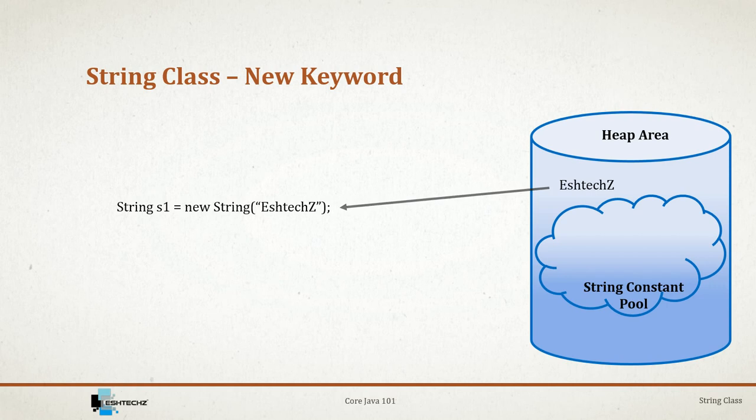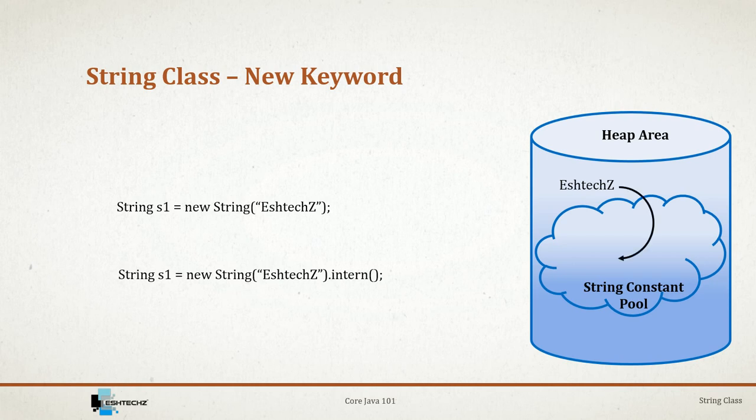Now there is another method known as intern method which is related to string constant pool. So to use the intern method, we use the same command with .intern. So for our first scenario, let's say string constant pool doesn't have EshtechZ. So in this case, JVM will add this object to the string constant pool and it will assign the reference from string constant pool to the object. So this is how intern method is used.